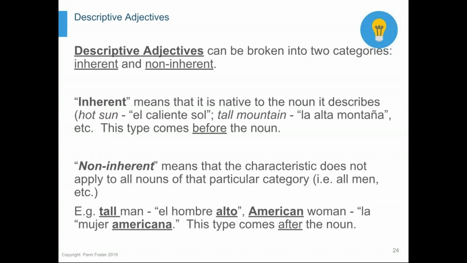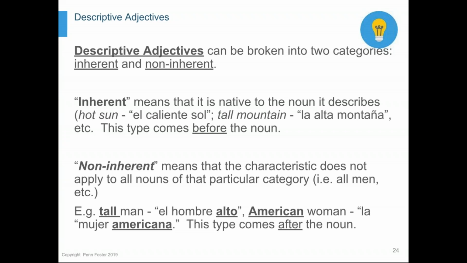Much more commonly in Spanish, and a little bit unusual in comparison to English, is the placement of a non-inherent descriptive adjective. So this would be a characteristic that does not apply to all nouns of that particular category. So not all men are tall. Not all women are American. Okay. In English, the adjective comes first before the noun, this type. In Spanish, it's the opposite.